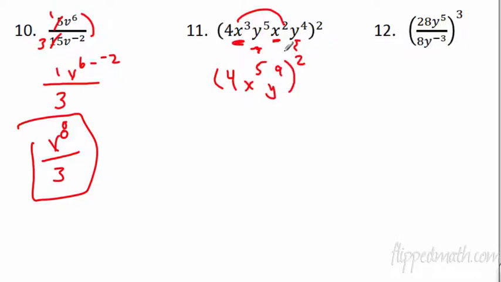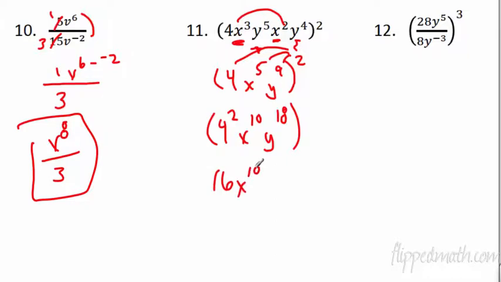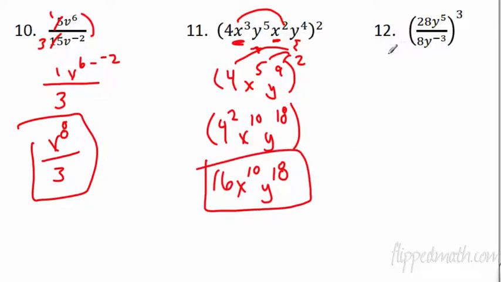That whole quantity is squared. Remember that 2 has got to go to everything, including the 4. So we're going to get 4 squared, x to the 10th, y to the 18th. What is 4 squared? It's 16. I can drop those parentheses, and we're going to get 16 x to the 10th y to the 18th. Done with that one. All right, let's look at 12.